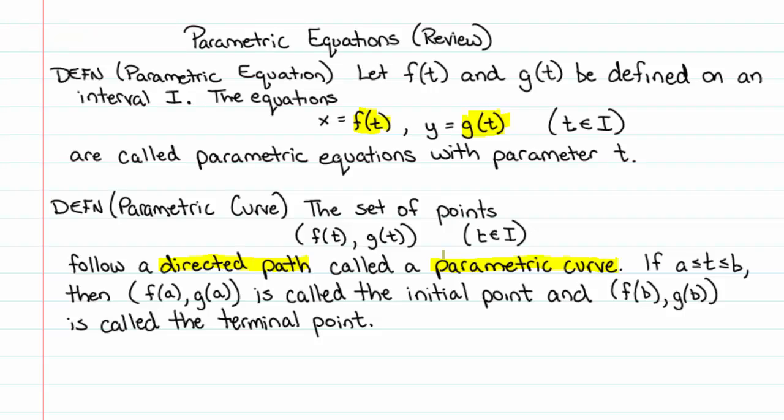If the time values are allowed to be just between a and b, then f of a, g of a is called the initial point, and f of b, g of b is called the terminal point. Those are really the only definitions we need to get started. Now let's take a visual of what a parametric curve looks like.